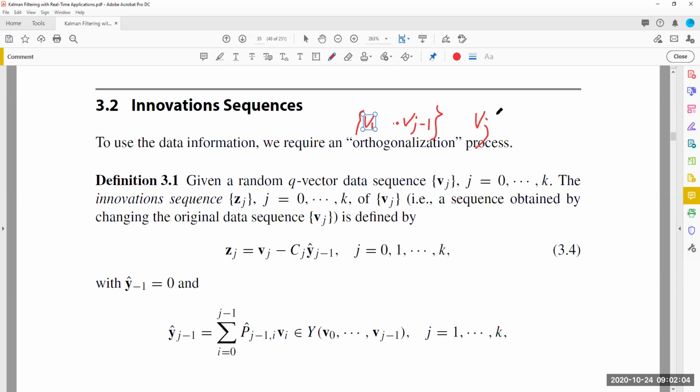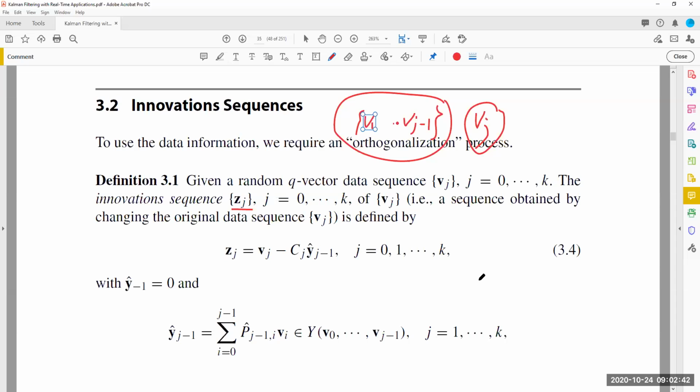That is the information that Vj consists of, that part is not included in V1 until Vj minus 1. That will be Zj. So the innovation sequence Zj contains the part of Vj that is not carried in V1 until Vj minus 1.